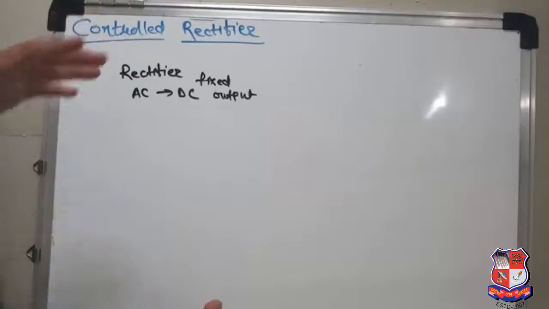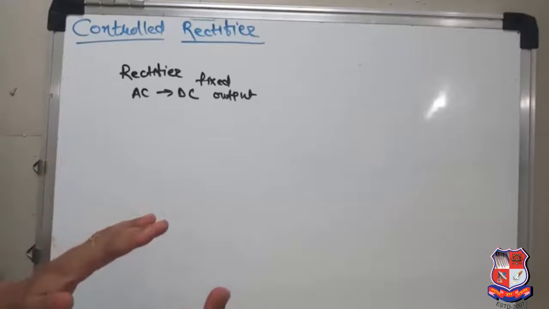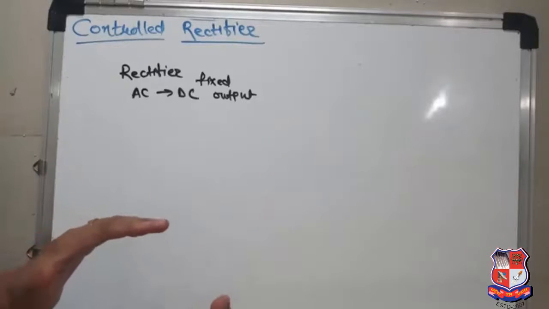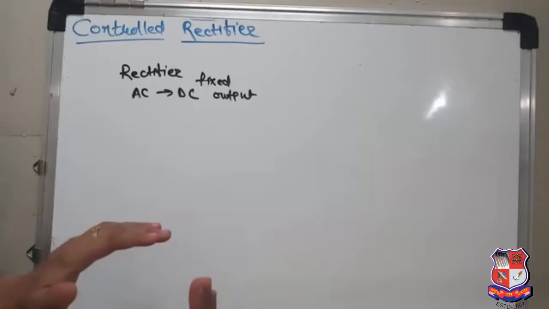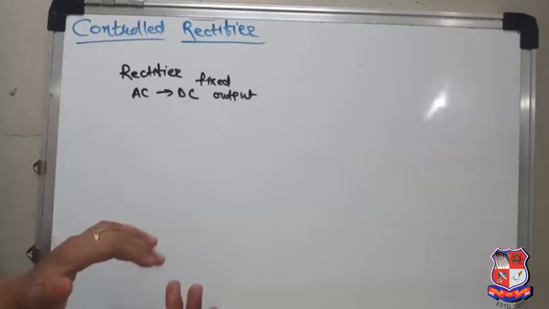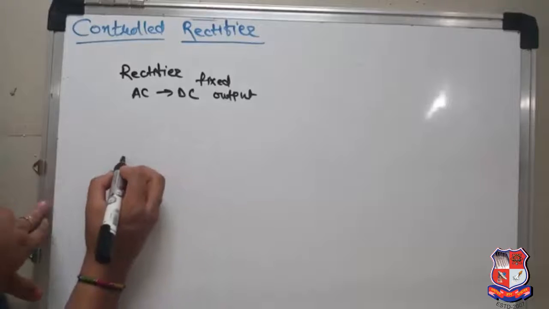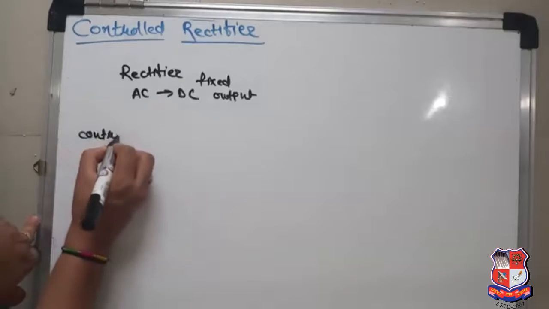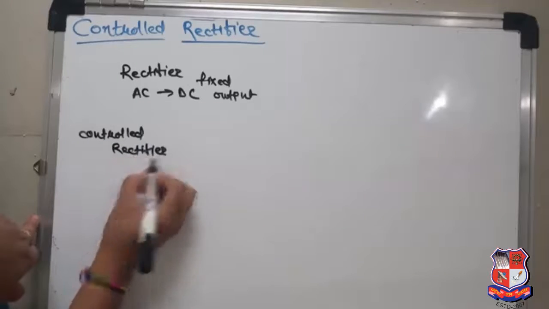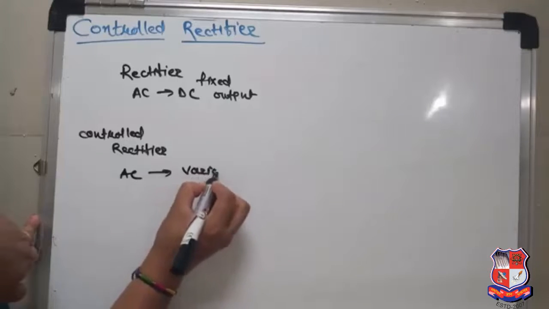Now what is a controlled rectifier? A controlled rectifier is a line commutated AC to DC converter in which we are using a phase control thyristor to control the output. The input, that is the AC, has a fixed magnitude of voltage and a fixed frequency, and you will get a controlled, means a variable, output DC voltage. So in a controlled rectifier, the input is the AC and the output is the variable DC.